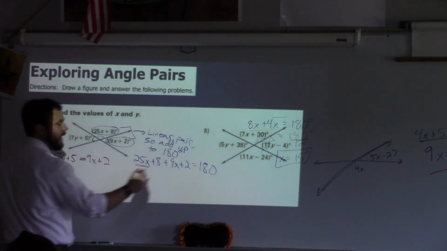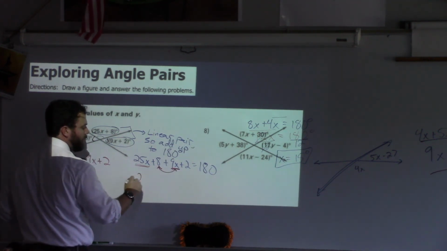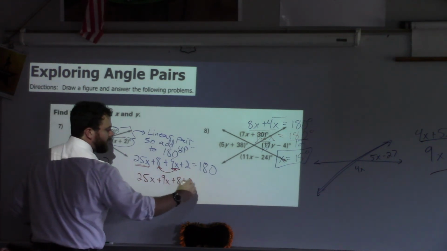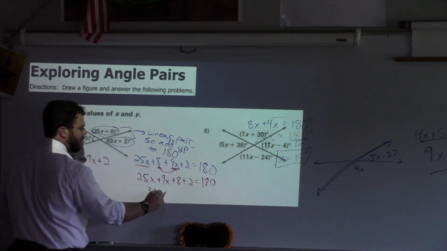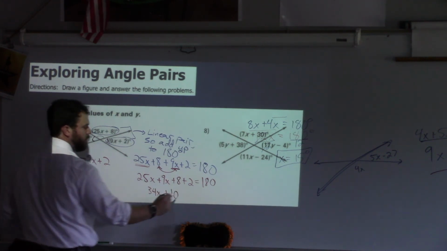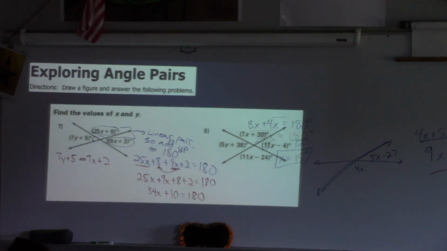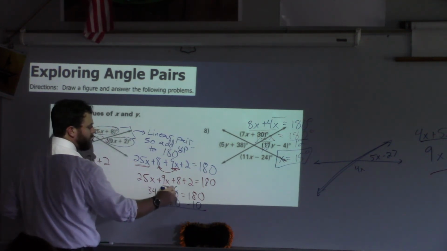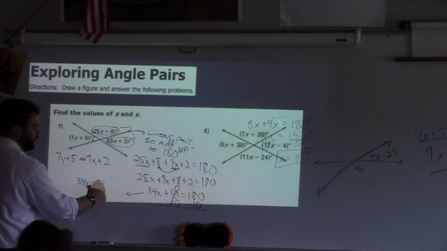Now, one thing I will point out, because this might make things easier, is I might use what property right here? The commutative. Because notice, that makes it a little bit easier to add. 25x plus 9x is 34x plus 10 is equal to 180. Now what can I do? Subtract 10, because what's 10 minus 10? 0. So I'm left with 34x is equal to 170.